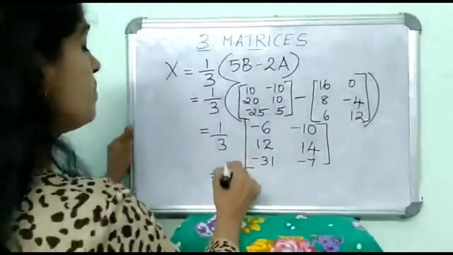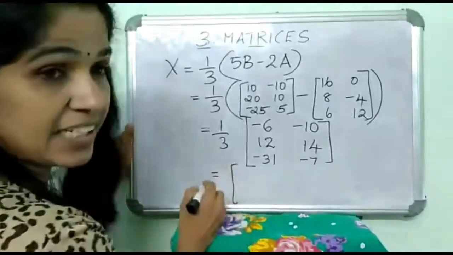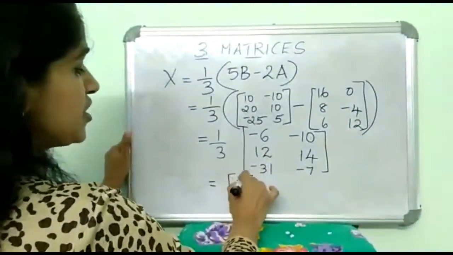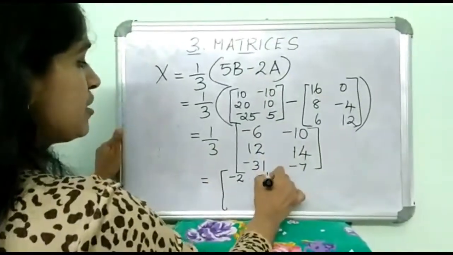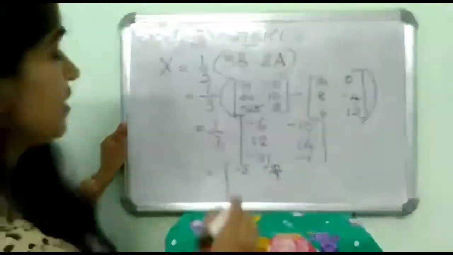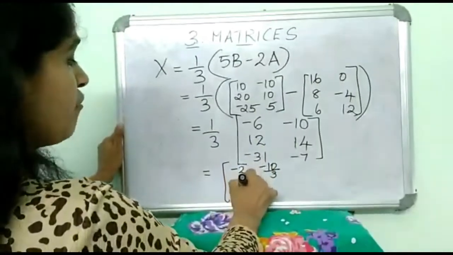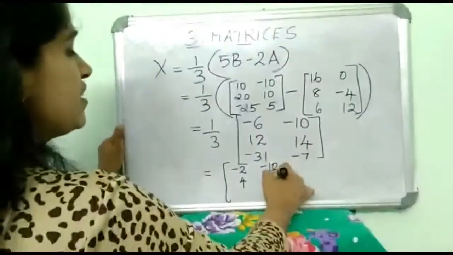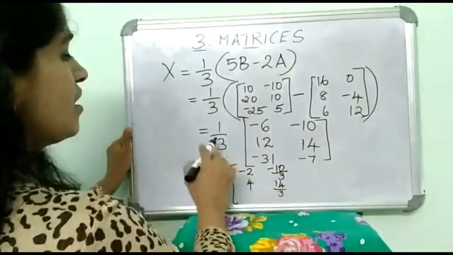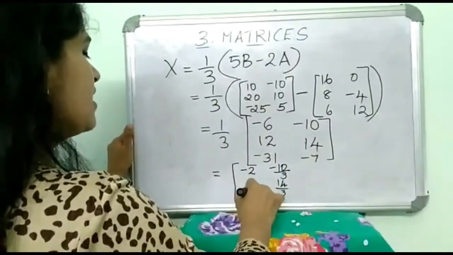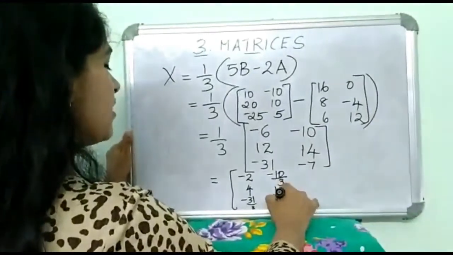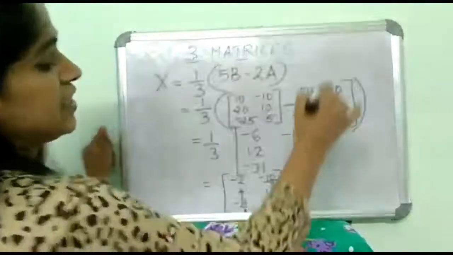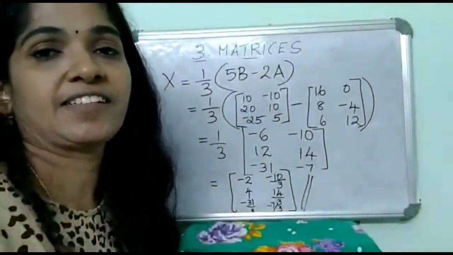So what is the answer to this? The new matrix X is negative 6 by 3, which is negative 2, negative 10 by 3, which you can't simplify further, then 12 by 3, which is 4, 14 by 3, negative 31 by 3, and negative 7 by 3. So this is the new matrix.